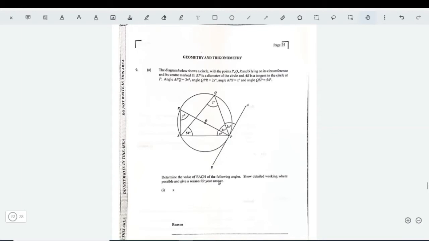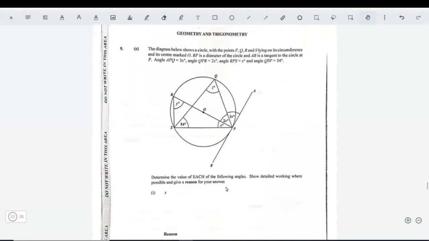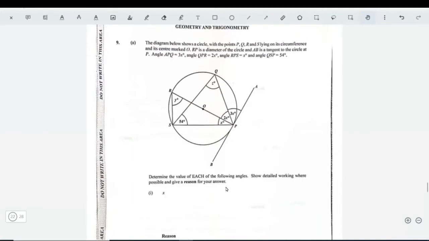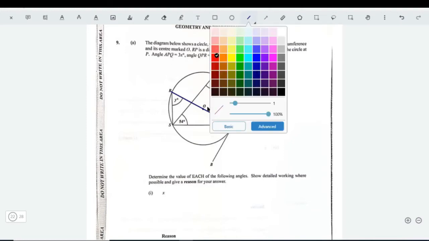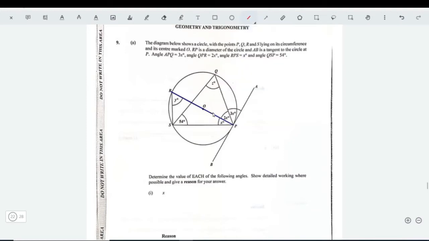Determine the value of each of the following, and you need to state how you got your answer. So, working out the value for x. Now the first thing is the center of the circle. What that means is the line RP is a diameter. If RP is a diameter, then PO is a radius.